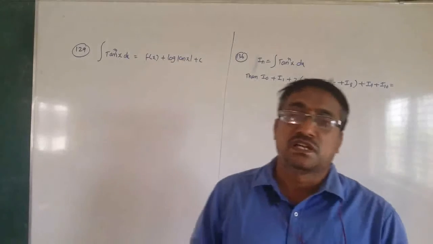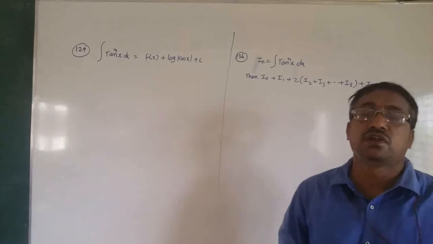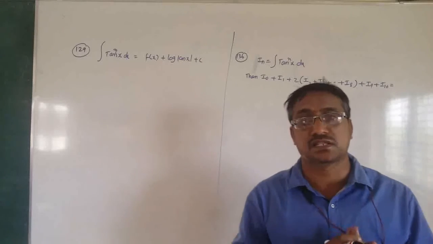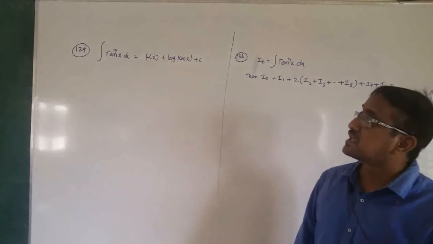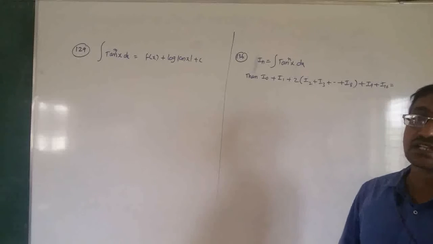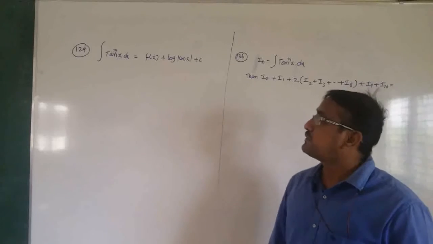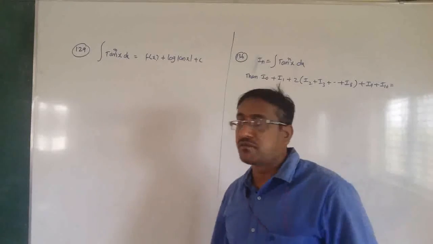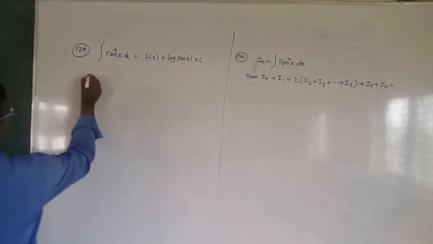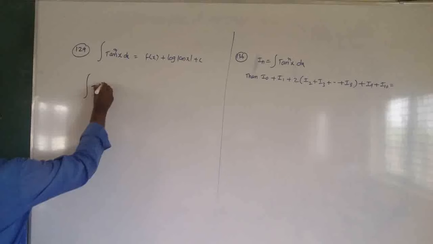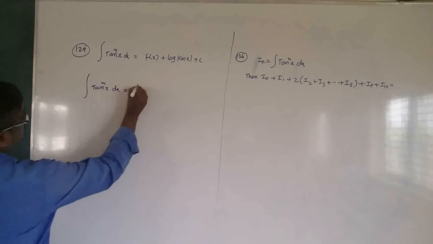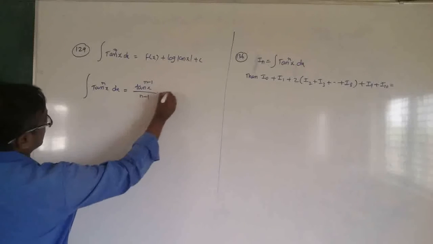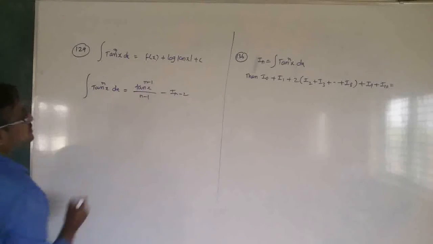Next, problems on reduction formula. You need to learn by heart all the reduction formulas in IPE classes. So, integral tan power 7x dx is given by f of x plus log mod cos x plus c. You need to find f of x. We have integral tan power nx dx is equal to tan power n minus 1 x by n minus 1 minus I n minus 2.